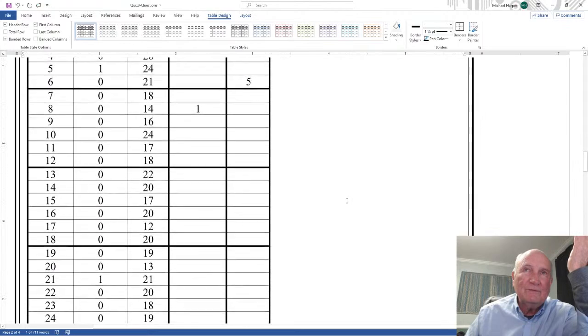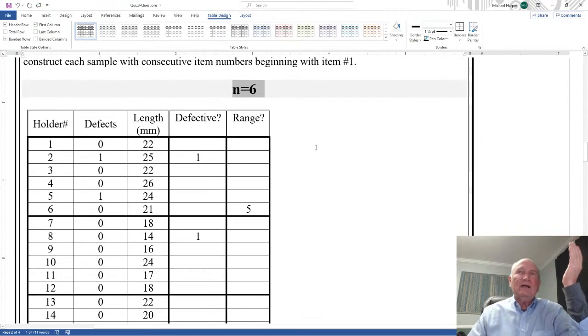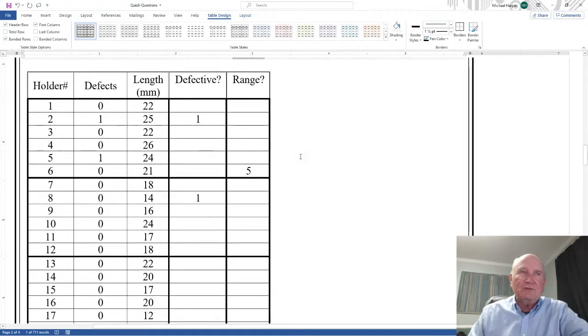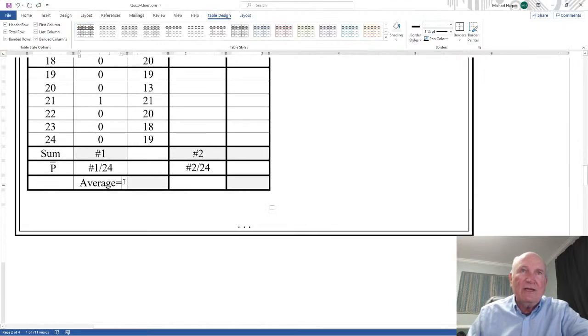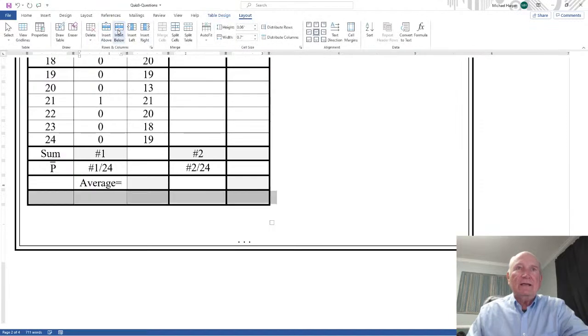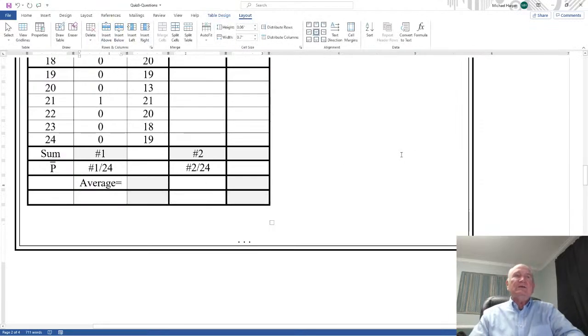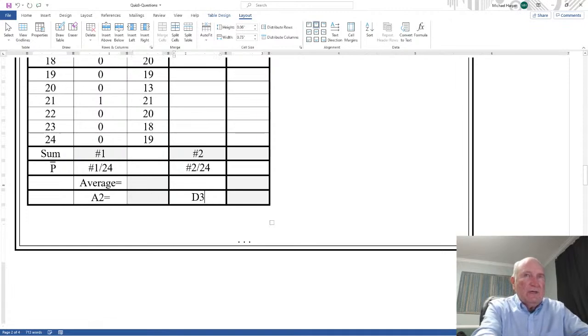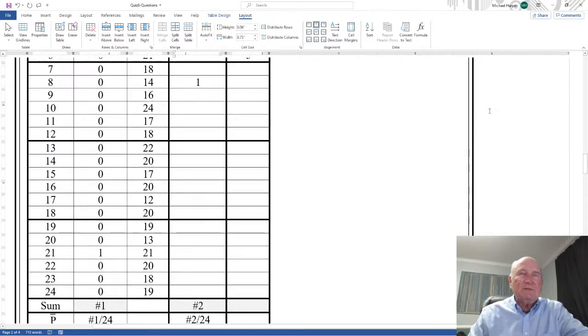Oh, and then for a sample size of 6, you look up the charts and the coefficients. Now remember, let's just do it. Let's just go down again. This one, what is this? This is A2, and this will be D3 and D4, and the sample size is 6.